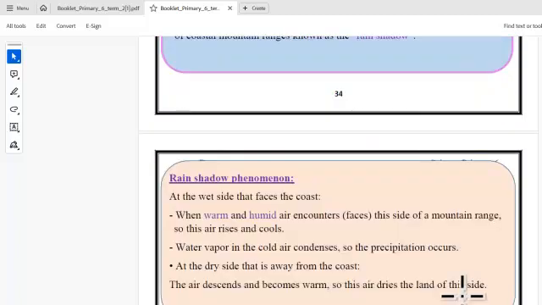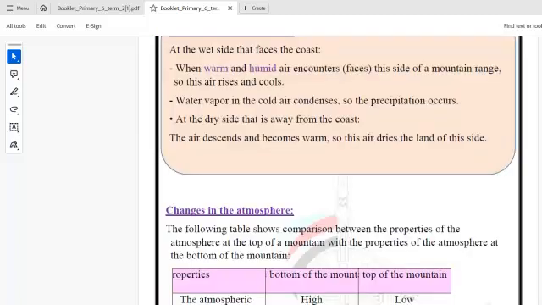Rain shadow phenomena. At the wet side that faces the coast, when warm and humid air faces the mountain range, this air rises and cools. Water vapor in the cold air condenses, so precipitation occurs. At the dry side, that is away from the coast, the air descends and becomes warm, so this air dries the land of this side.